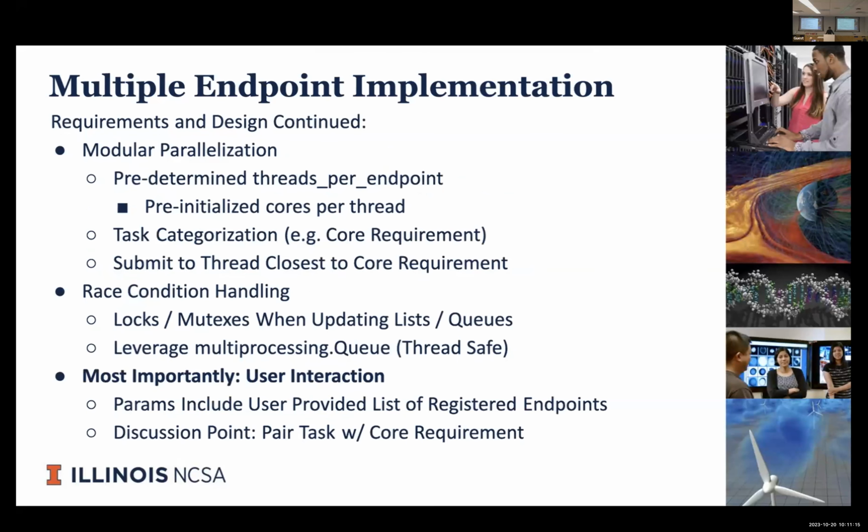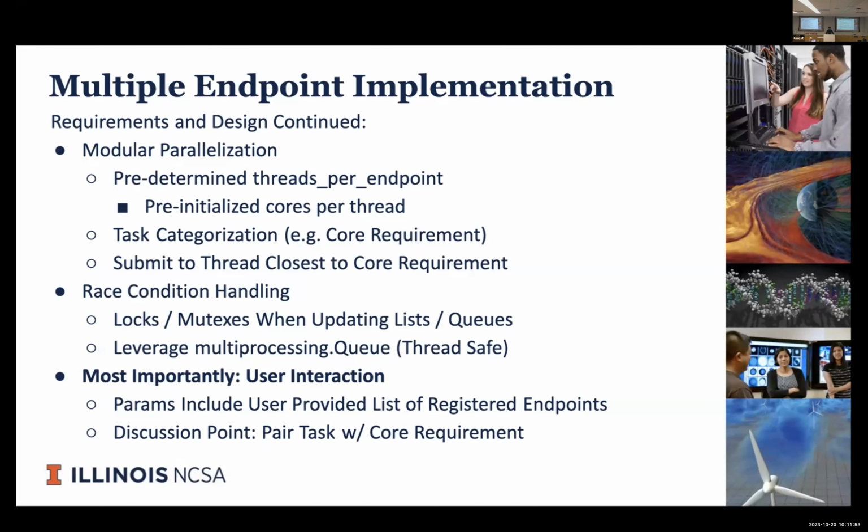And in regards to some of the continued requirements in design, we want to make sure that the parallelization is modular. Based off the way the Globus Compute endpoint is initialized, the number of threads/workers per endpoint is pre-initialized along with the number of cores. Thus, we don't have as much flexibility as we do with the current implementation of Parsl with our local threads. So that's the reason I think it's important for us to have some sort of task categorization model that allows us to pair the amount of cores we may need for a specific task for peak performance. This allows us to submit threads closest to that core requirement.